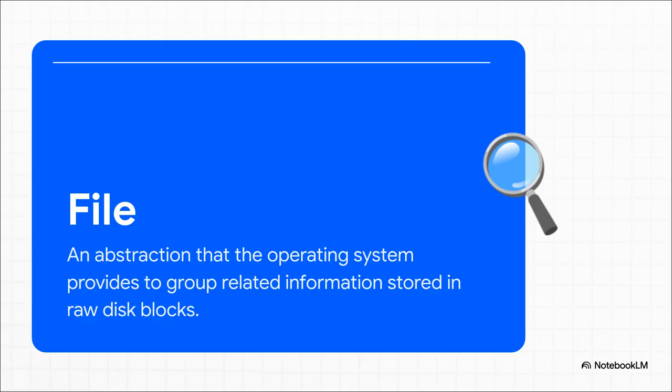Now, the key concept here is abstraction. A file isn't just a physical chunk of data. It's an idea the OS creates. It groups related information from those raw disk blocks and presents it as one single thing. It's kind of like binding a bunch of loose pages into a book, giving it a name and a clear beginning and end.